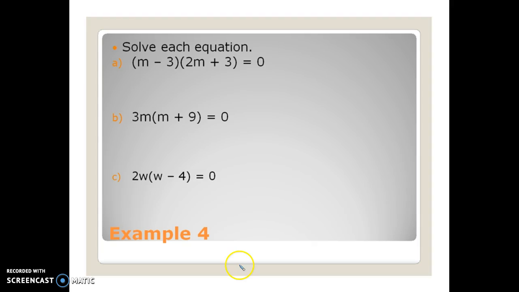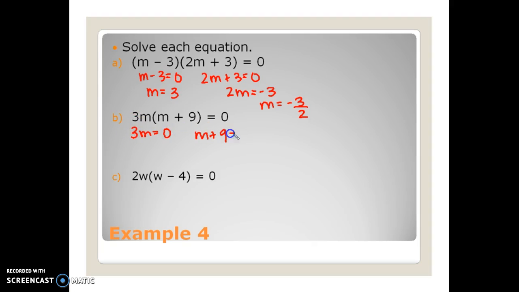So whenever we solve, we're going to factor these equations out and then take each one of our parentheses, or each one of our factors, and set it equal to 0. The ones that are one step are easy, right? Add the 3 over, so m equals 3. Sometimes it's 2 steps. Subtract the 3 first, so 2m equals negative 3. Then divide by 2, so m equals negative 3 halves. For b, 3m needs to equal 0. M plus 9 needs to equal 0. Divide by 3. 0 divided by 3 is still 0. Subtract 9. M needs to be negative 9.